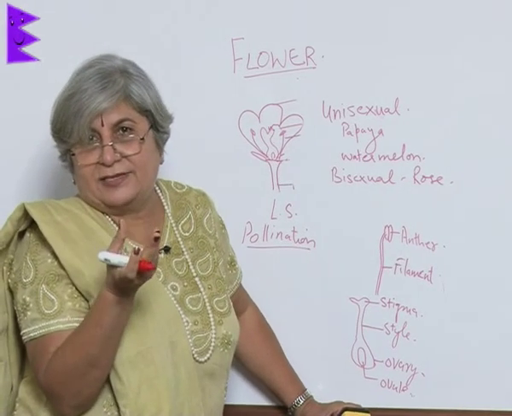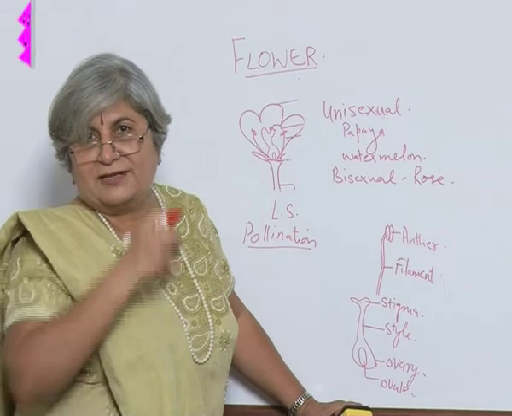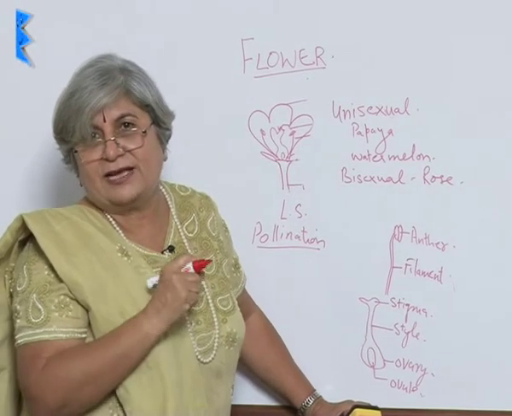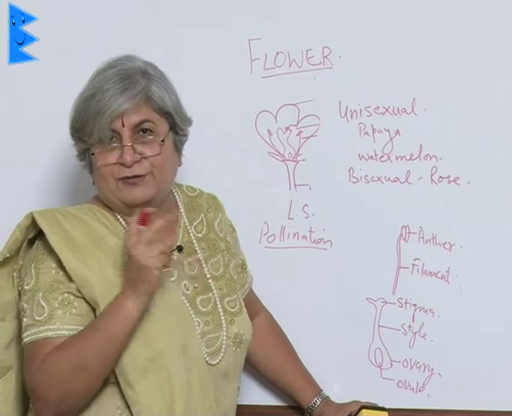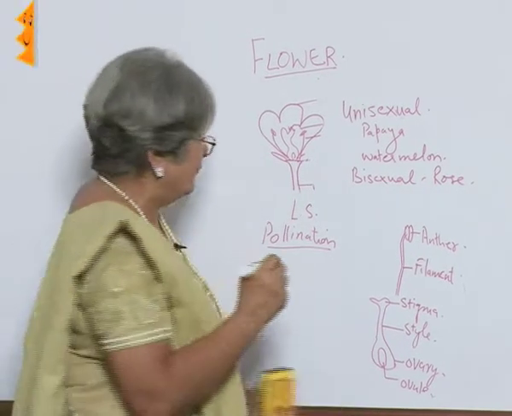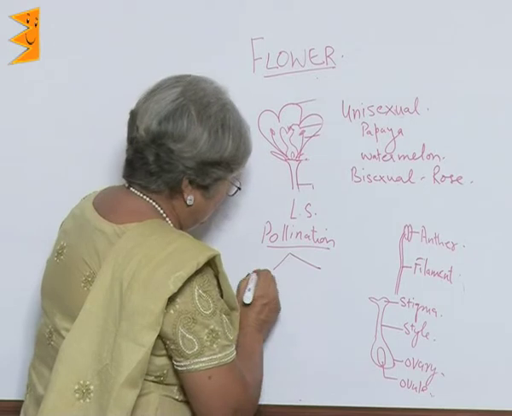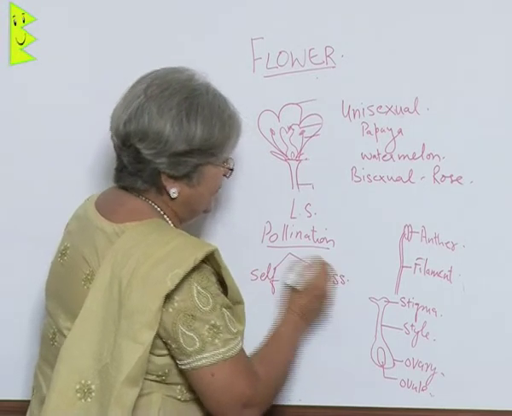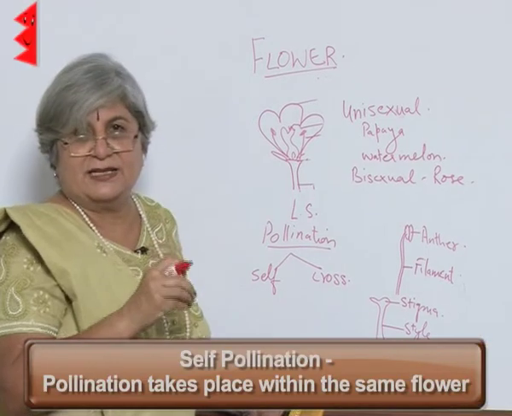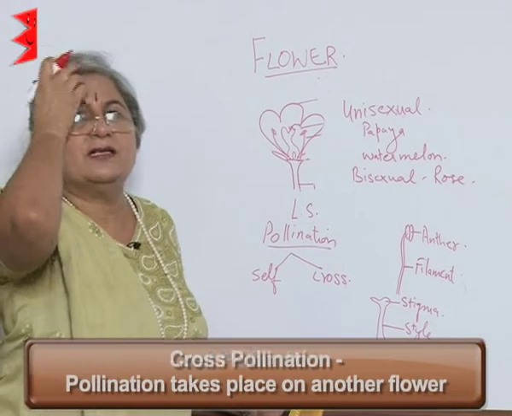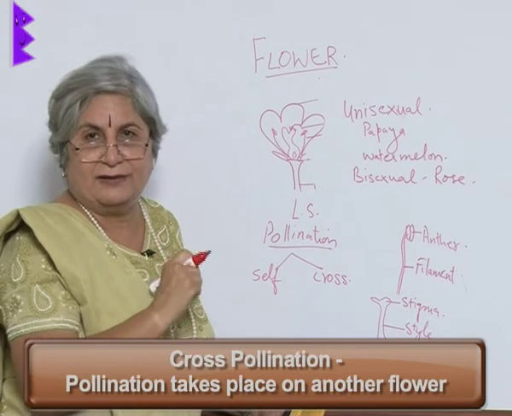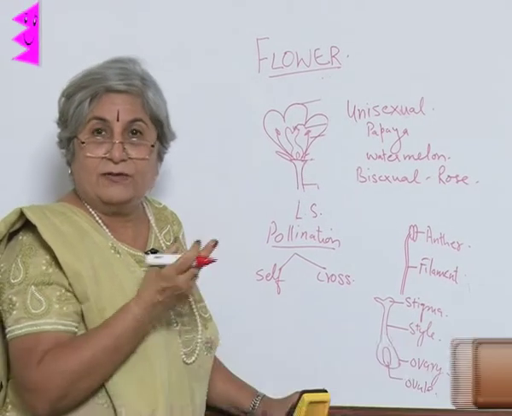Either there is stamen or carpel, that means it has to fall on another flower. But this happens even in the case of bisexual flowers. So, which means pollination is of two types, self and cross. In self, it is within the same flower, and in cross, the pollen grains fall on the stigma of another flower. But how does that happen?